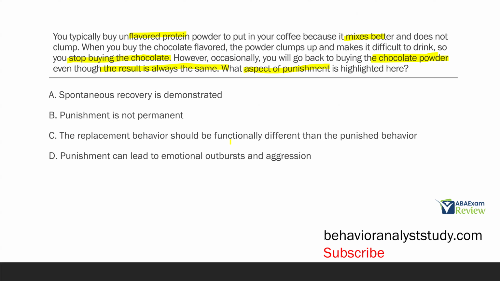C, the replacement behavior should be functionally different than the punished behavior. We know that's not true. If we're replacing a behavior, we want it to serve the same purpose, typically. D, punishment can lead to emotional outbursts and aggression. That is true, but that's not what is highlighted in this particular case. Although true, given our information, that's not what's happening here. The aspect of punishment highlighted here is the fact that punishment is not permanent.